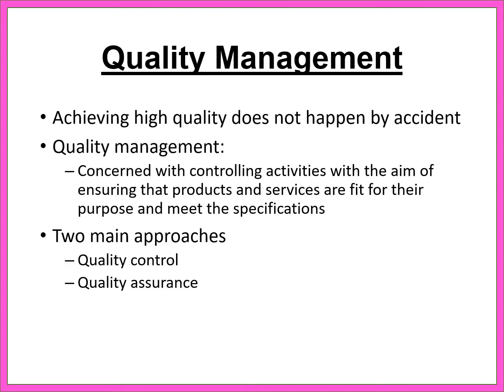So when we think about quality, we can think about quality management itself. It's all about achieving high quality. Now that does not happen just by accident. You've got to actually take control of it. So quality management is concerned with controlling activities with the aim of ensuring that the products and services are fit for purpose and meet the specifications of what they are meant to do. Now there are 2 main approaches to this: quality control and quality assurance. You need to be able to know the difference between quality control and quality assurance.